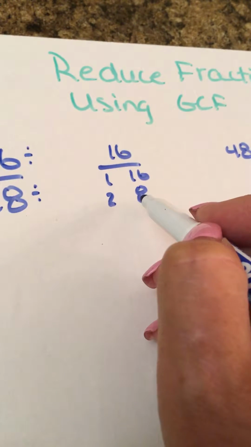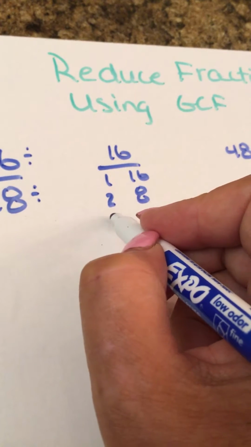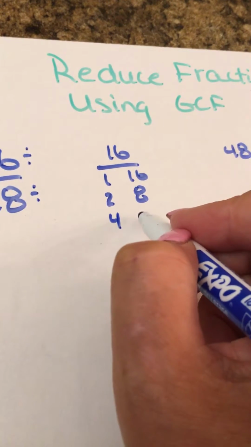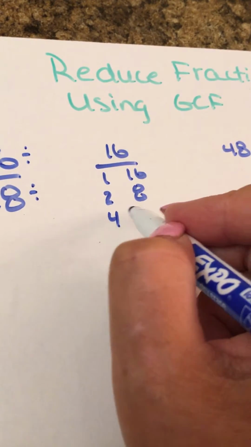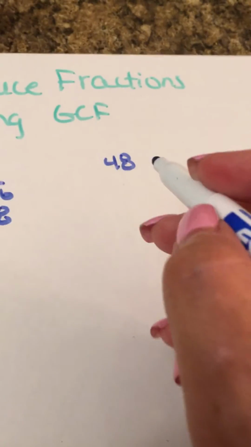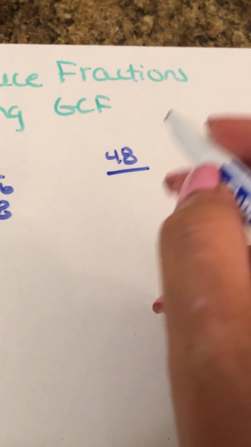4. Well, if 2 and 8 go into it, 4 goes into it. 4 times 4. I don't need to write the second 4 down. And remember, when we have a double, we're done. We don't need to go up any further. So now let's move over to 48.